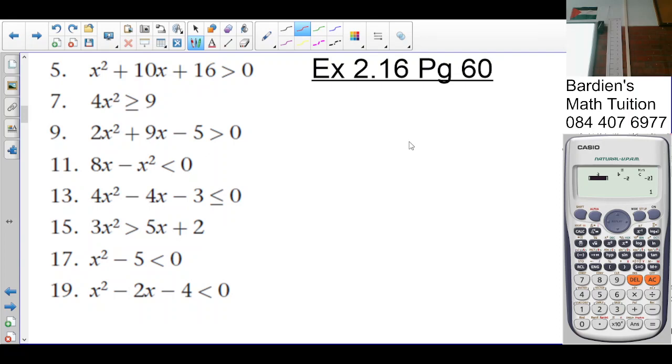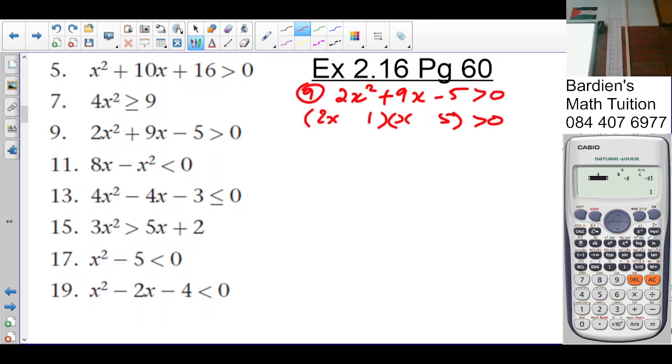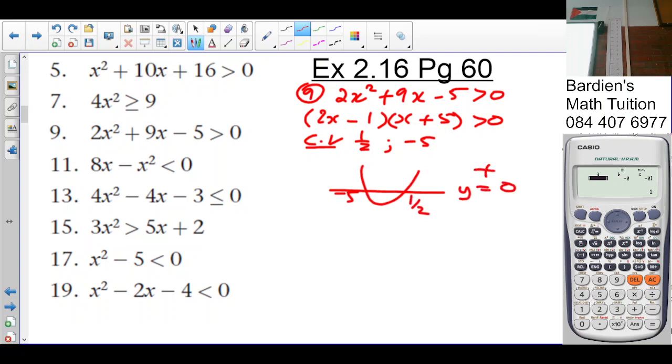Next one is number 9. So it's 2x squared plus 9x minus 5 is greater than 0. So this would simply be 2x and x, 5 and 1. So that's going to give you a positive and negative. So what do we say your critical values are again? It's going to be a half and negative 5. So in our graph there's negative 5 and a half there. That is y is equal to 0. Above the line is more than, below the line is less than. We look at what is asked.